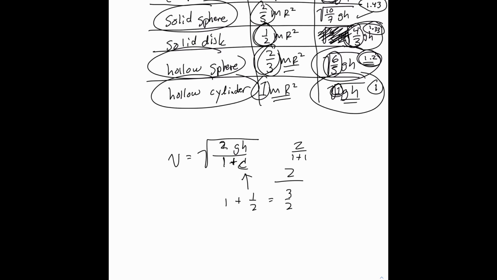Oh, so look, the way I listed them, I actually have them in order of first place finish to last place finish. The cart would win the race, the solid sphere would come in second, the solid disc would have the next highest speed and therefore reach the bottom in the least amount of time, followed by the hollow sphere and so on.